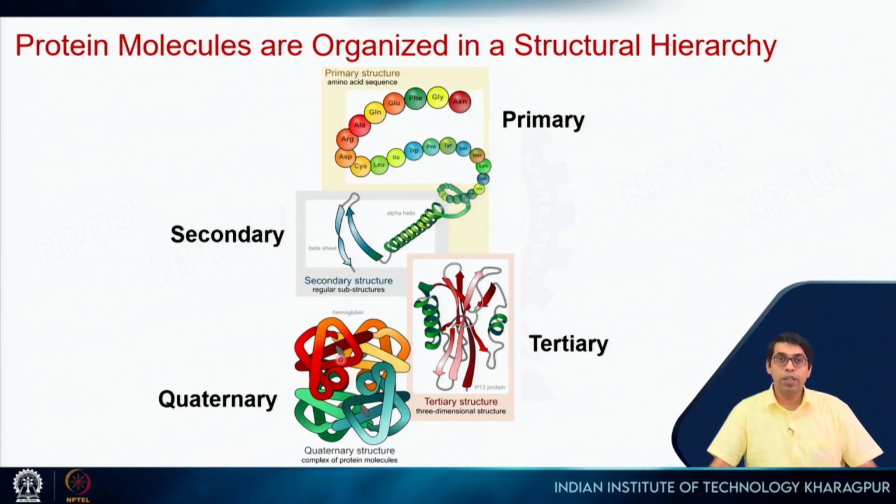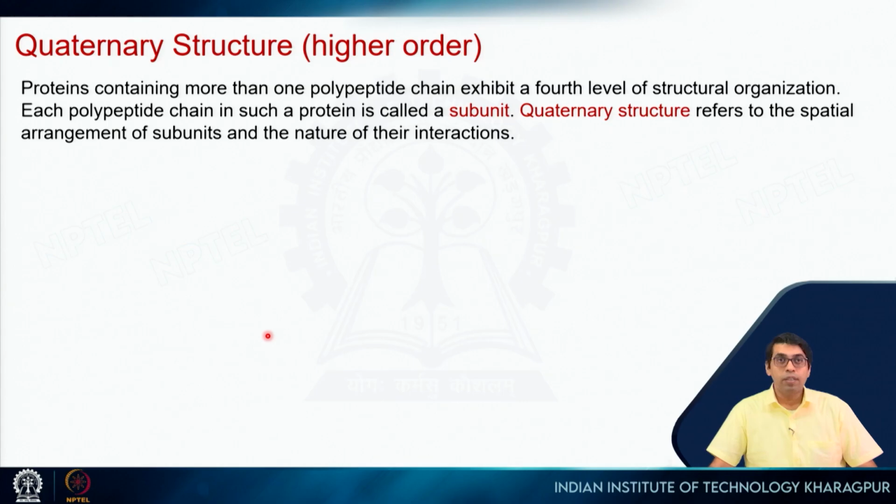The example that is shown here is myoglobin, where 4 polypeptide chains fold and come together to form this quaternary structure. Sorry, this is hemoglobin. So, what is a quaternary structure? Proteins containing more than one polypeptide chain exhibit a fourth level of structural organization, where each of these polypeptide chains is called a subunit. So, quaternary structure refers to the spatial arrangement of subunits and the nature of their interactions.